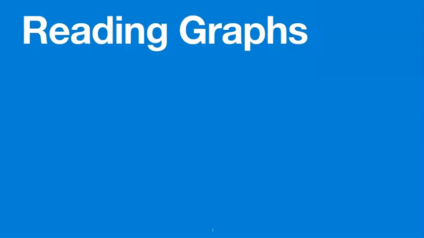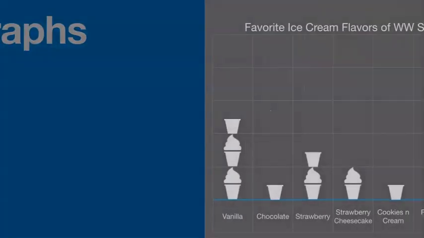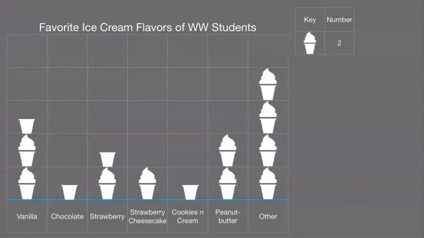Okay, reading bar graphs. Let's see what we're going to look at. We have our very first one, and it says, favorite ice cream flavors of Washington West students. You know it. That information where you guys filled in your favorites, this is going to be your information. Who answered and what kind of answers we got. Now, looking at my key, I can see right away that 1 full ice cream cone equals 2 votes.